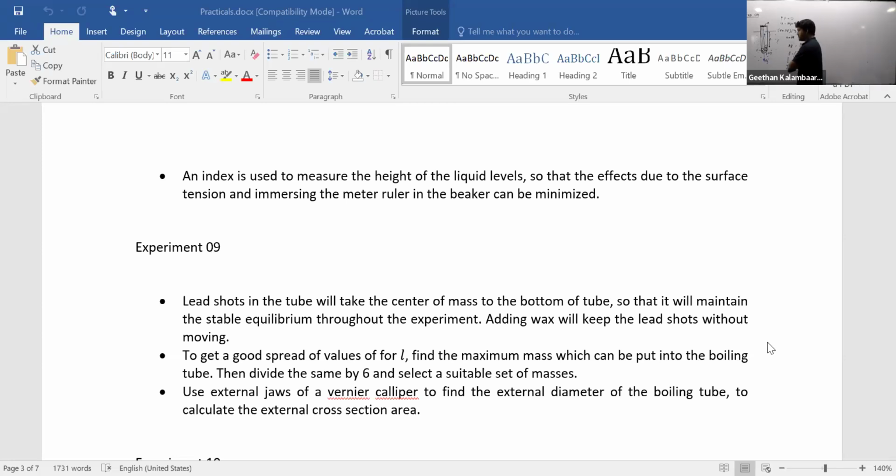Adding wax will keep the lead shots without moving.